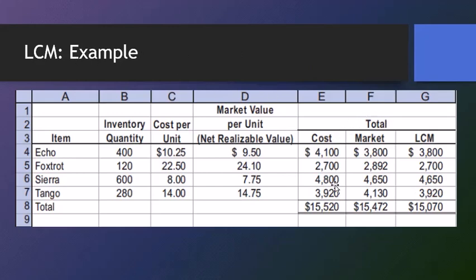So we compute cost, we compute market, and we simply choose the lower of the two. Okay, for this line, $3,800 was the lowest. This line, it was $2,700. This line, $4,650, and here, $3,920. We total that, and that is the amount that we will report on the balance sheet for inventory, $15,070.